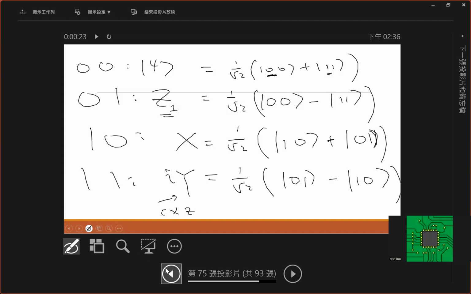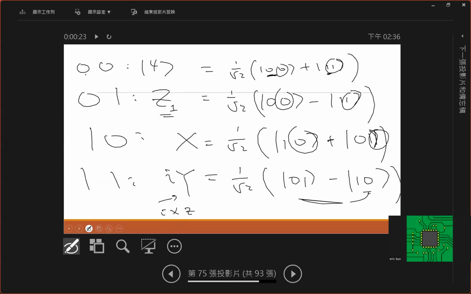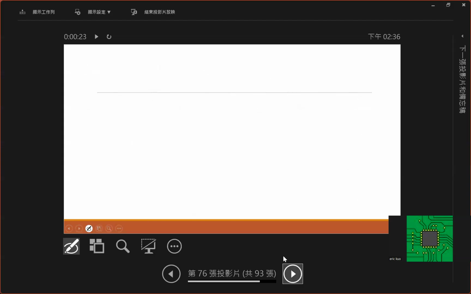So why am I talking about this calculation? Oh, by the way, remember that the second qubit is untouched, right? So this is the protocol. First, Alice and Bob share a Bell state. If Alice wants to transmit 00, she just does nothing. If it's 01, she just does Z, and 10, just X, 11, just iY. And after this, Alice just sends her qubit to Bob.